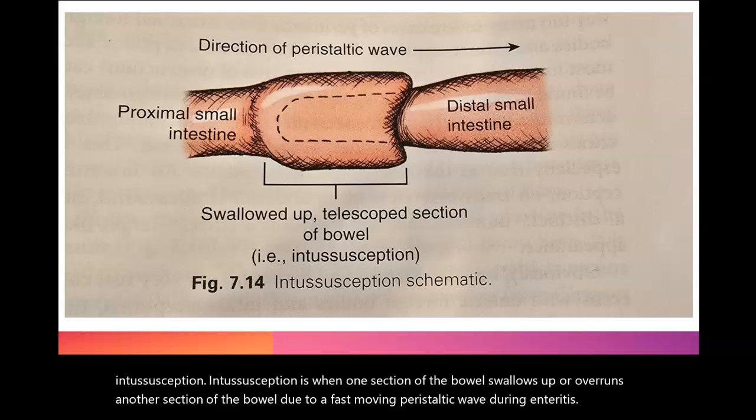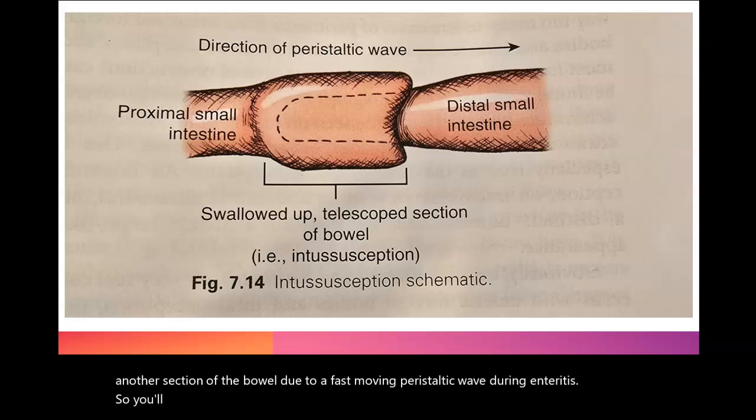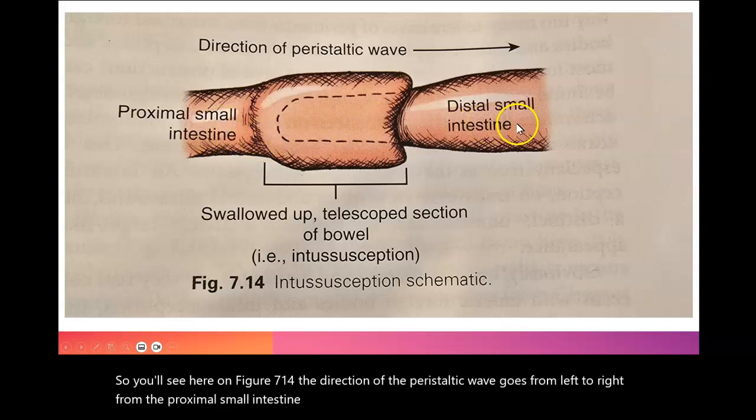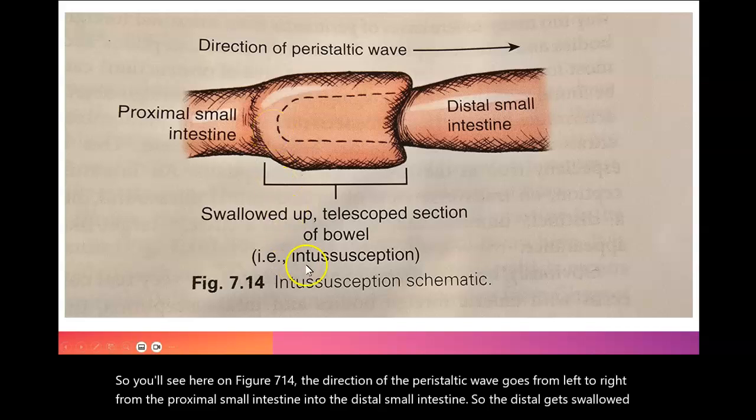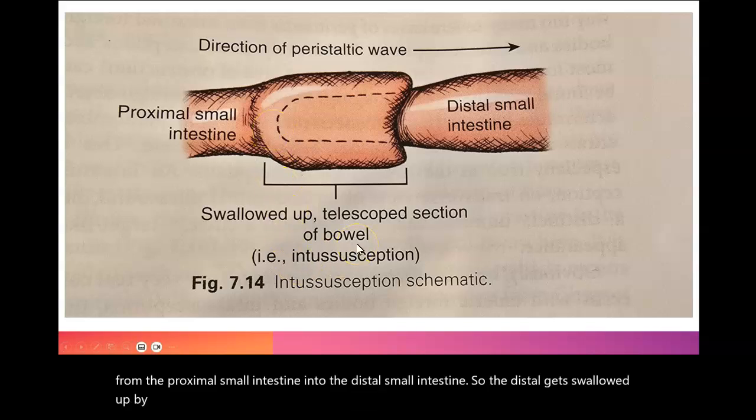So you'll see here on figure 7.14 that the direction of the peristaltic wave goes from left to right, from the proximal small intestine into the distal small intestine. So the distal gets swallowed up by the proximal. And it's basically a swallowed up telescope section of bowel.